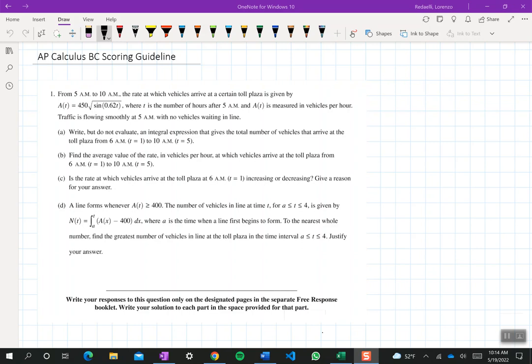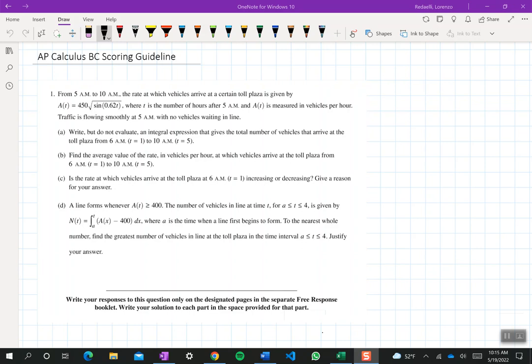So the problem is saying that from 5 a.m. to 10 a.m. the rate at which vehicles arrive at a certain toll plaza is given by the equation A of t equals 450 times the square root of sine of 0.62t, where t is the time in hours after 5 a.m. And it says that traffic is flowing smoothly at 5 a.m. with no vehicles waiting in line.